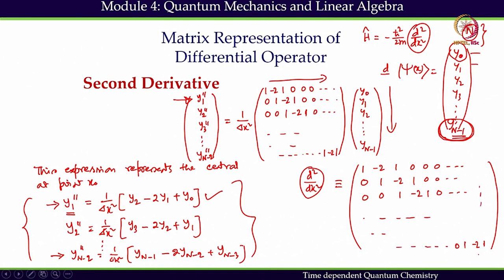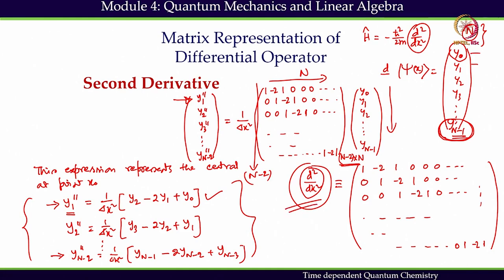So this matrix, the dimension of this matrix is going to be n minus 2 by n. So I have n minus 2 number of rows and n number of columns in this matrix. And that's the representation. So the matrix representation of this derivative operator under this grid representation is given by this. So that's the way we can represent the second derivative in the matrix form.